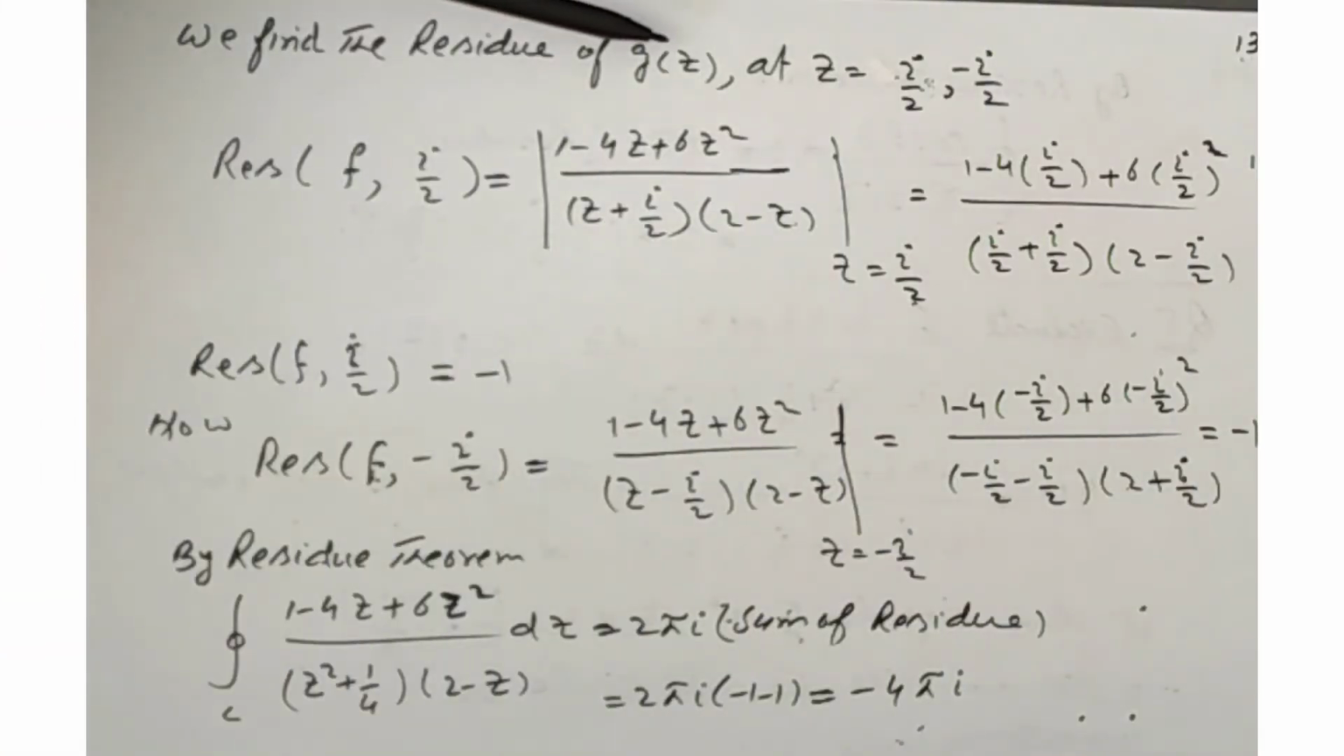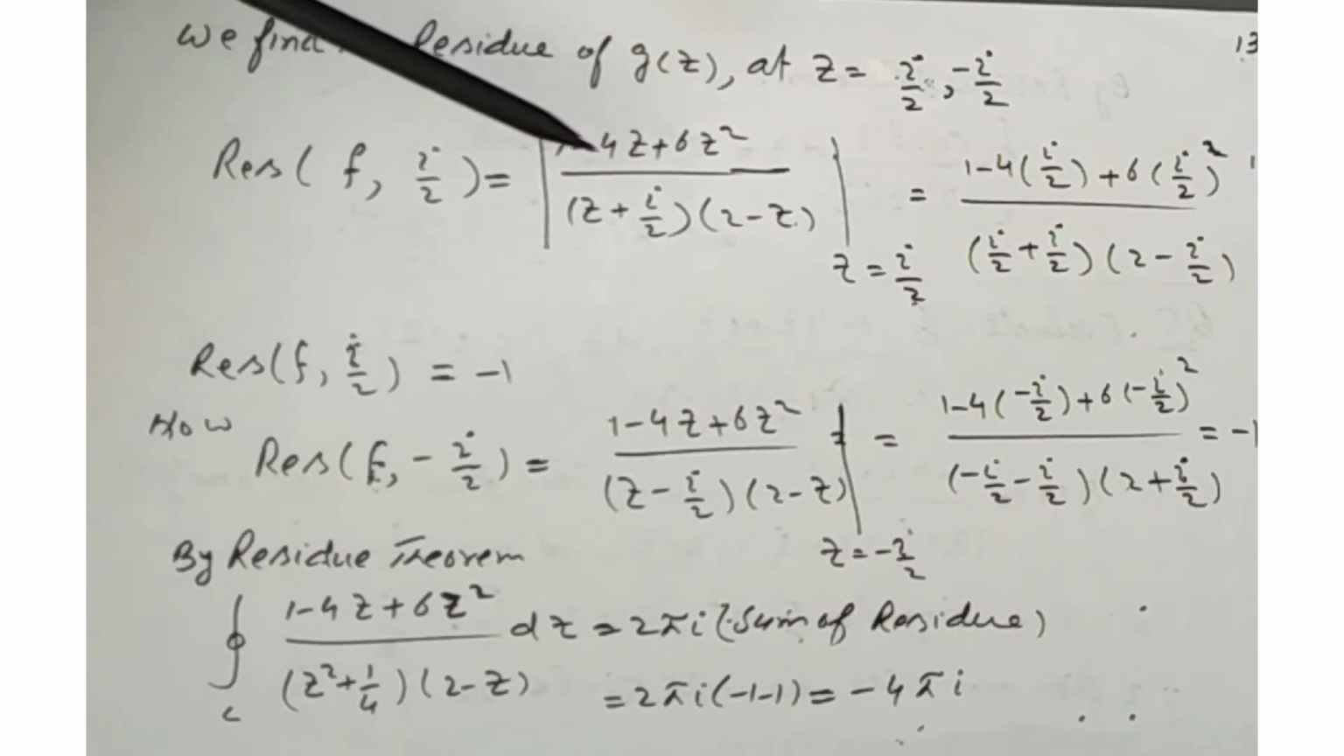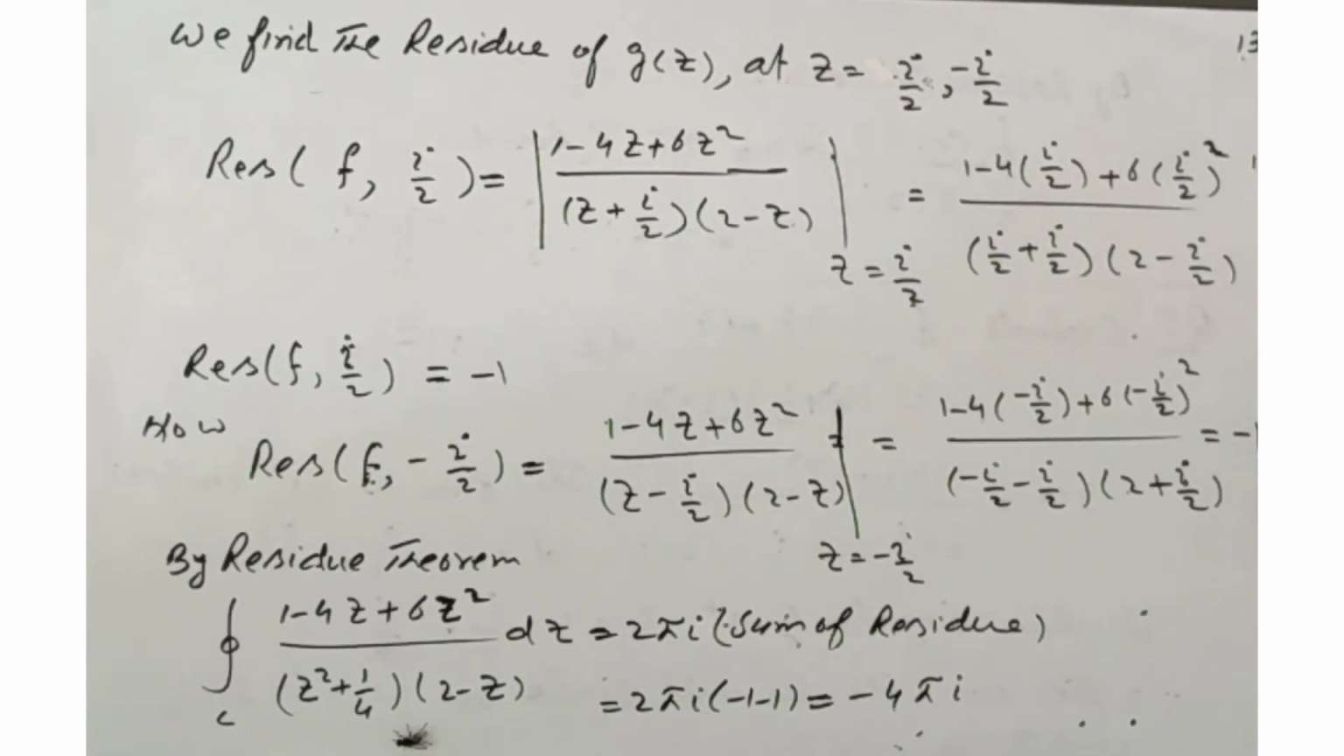We find the residue of the function at iota by 2 and minus iota by 2, again using the residue formula. Residue of the function f at iota by 2 equals phi of a over psi of a. Now by putting in the value iota by 2 and after simplification it becomes minus 1. So this is the residue. Again, when we put minus iota by 2 in this formula, after simplification this becomes minus 1. This is our residue, minus 1.